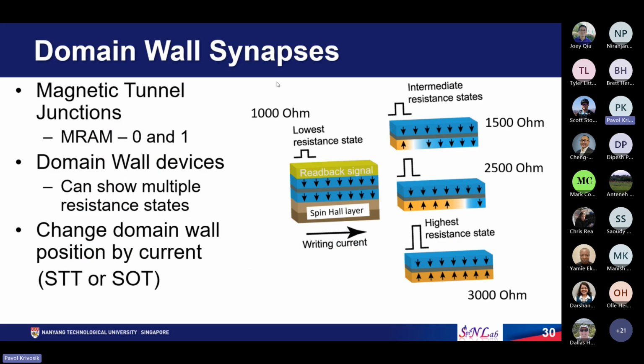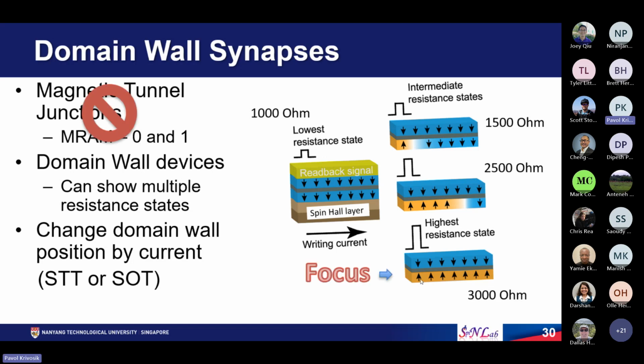And the synapses they proposed in their paper is very similar to the concept of multi-bit memory that we proposed 15 years ago. So here we have a KitKat-like magnetic tunnel junction. Depending on the configuration, the domain wall configuration, we can achieve multiple resistance states. So that's how we can create synapses.